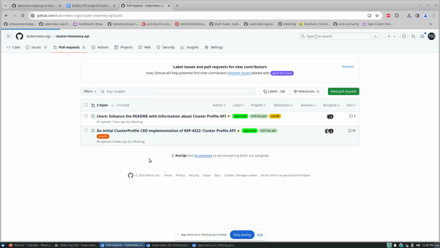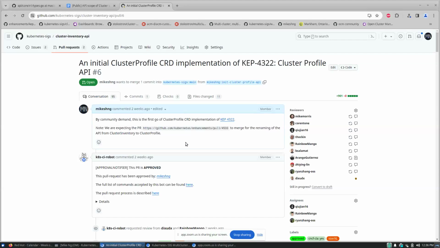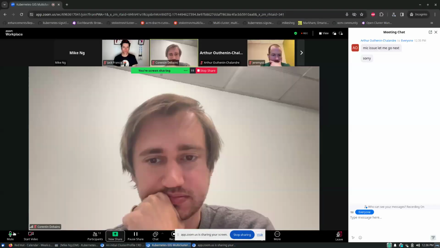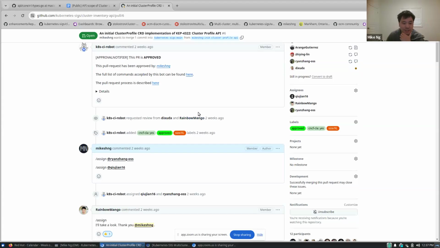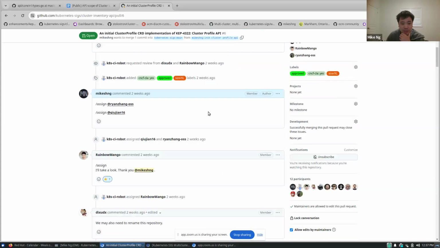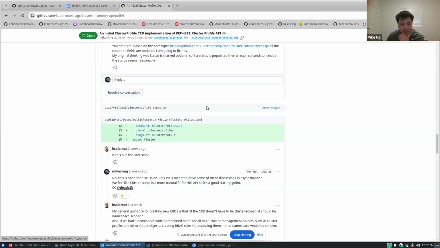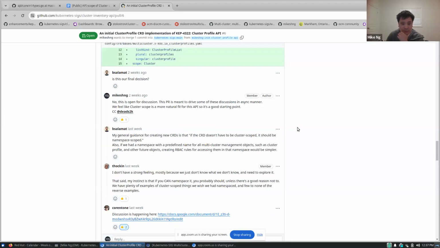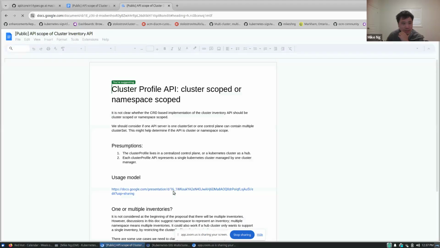Since the last community meeting, we decided we want to have a CRD implementation up on the cluster inventory API repo as soon as possible, so the consumers or experimenters can start consuming it. There were a bunch of really healthy, great discussions about what a condition should be, whether it's a required or optional field, and a whole bunch of other topics. Most of them we were able to come to a consensus on, and the big one is cluster scope versus namespace scope, which we heavily debated in the last community meetings as well.